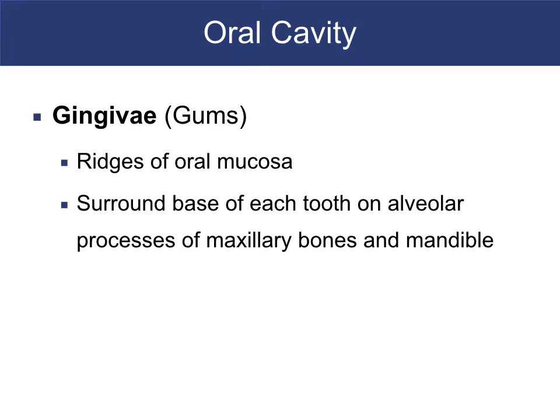Anyway, your gums are these things in your mouth that hold all your teeth. They surround the base of each of your teeth. It's called the maxillary bones, the bone that your upper teeth plug into, and your mandible is the bone that your lower teeth plug into.